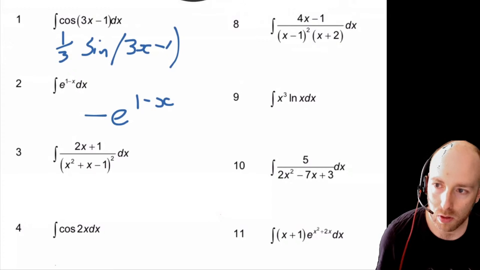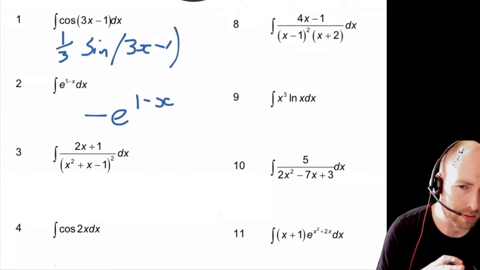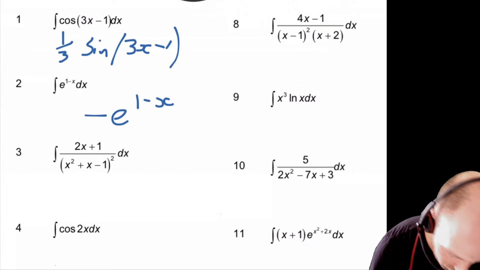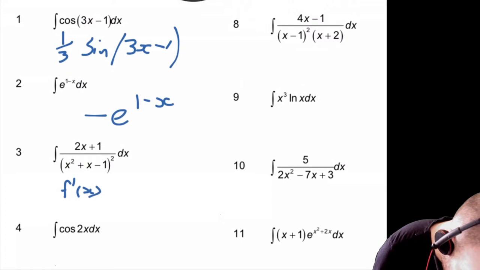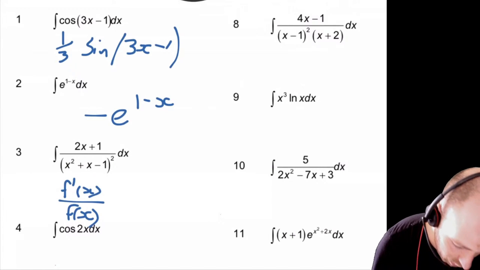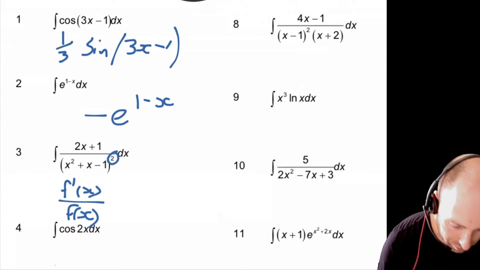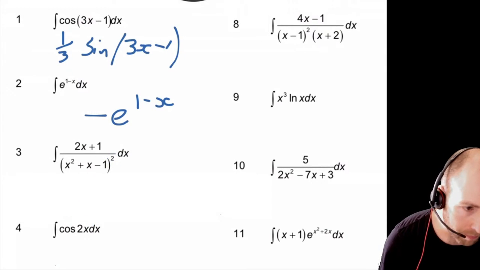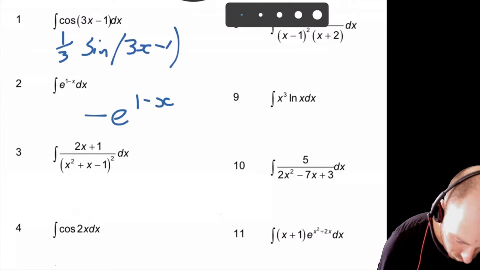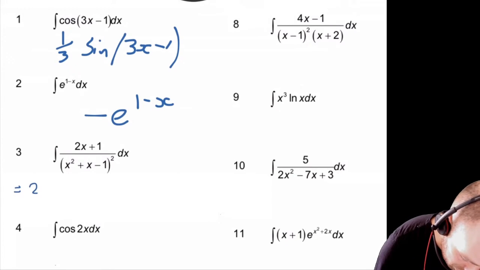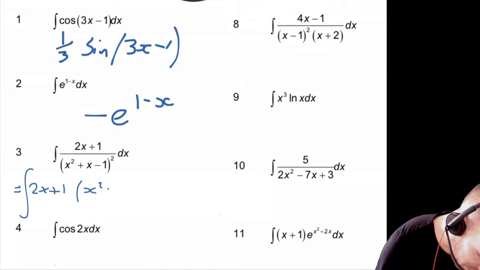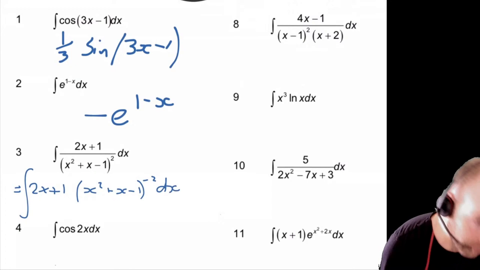Next one, we've got a differential on the top of the bottom almost. So you'd be forgiven for thinking this is f dash x over fx. It's close, but because you've got that squared there, it's actually not that. How you would do this one is rewrite it as 2x plus 1 times by x squared plus x, take 1 to the power minus 2.